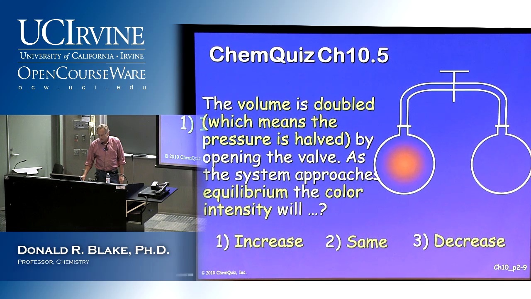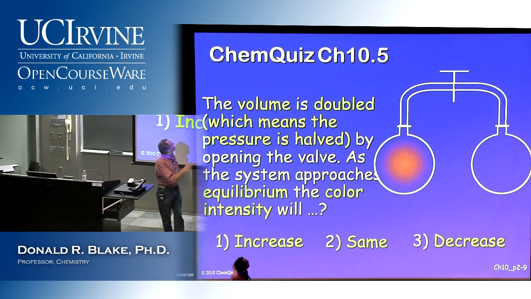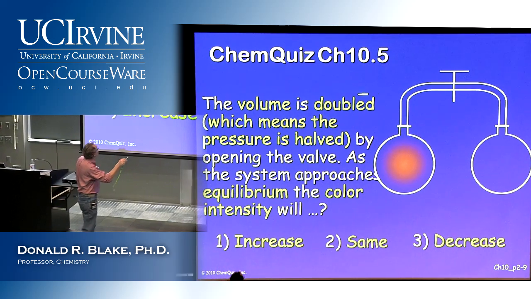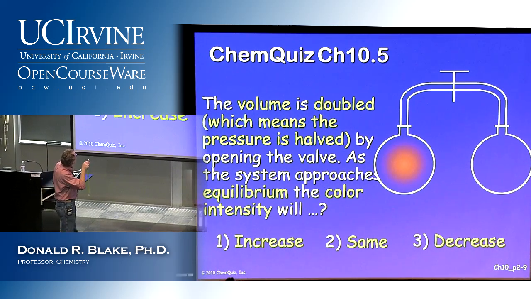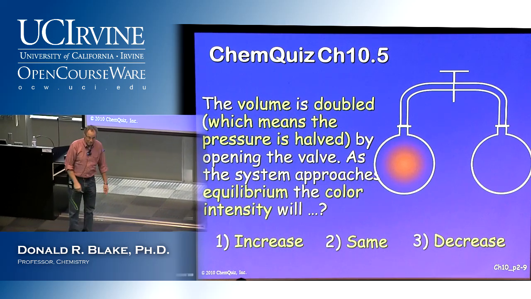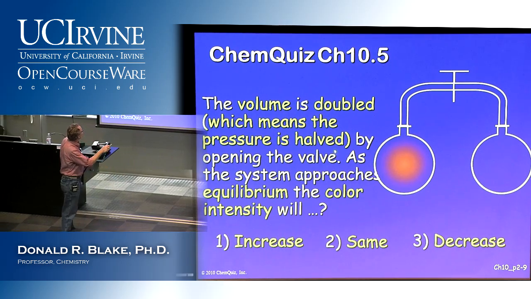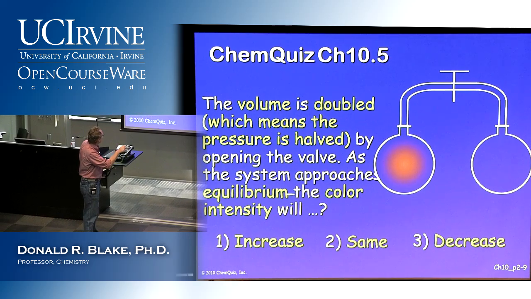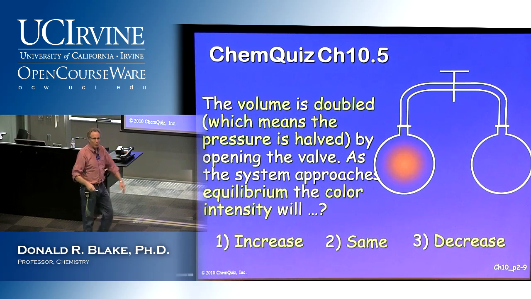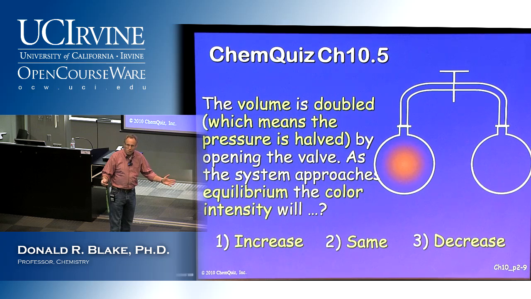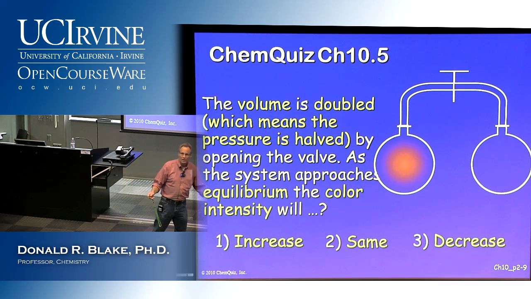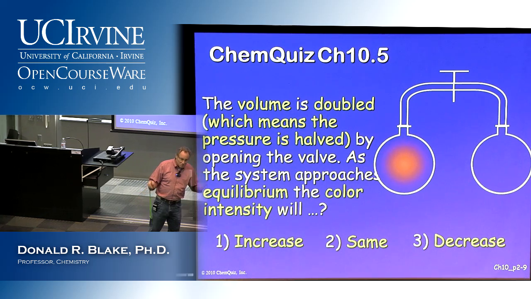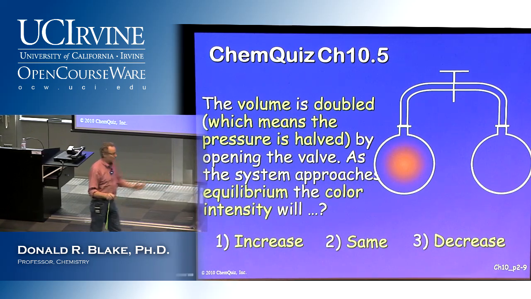And I wrote something else in on your notes, it's not there, but the volume is doubled, which means the pressure is halved, by opening the valve. As the system approaches equilibrium, the color intensity will, what's it going to be? This is the problem.